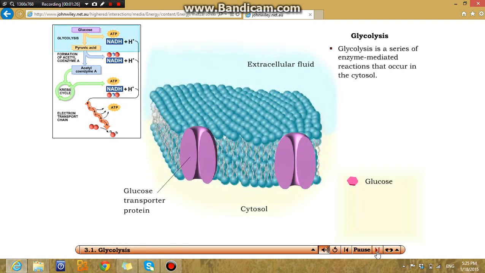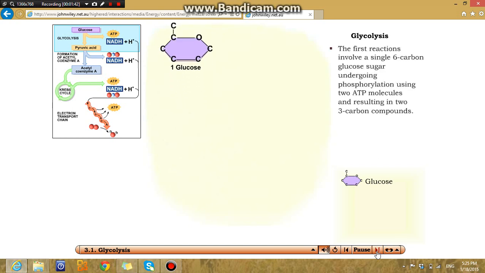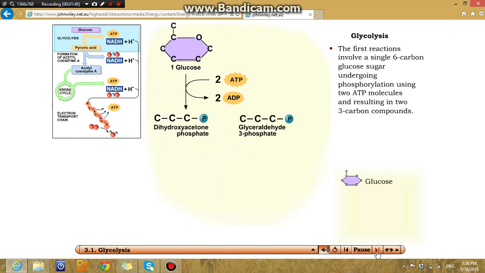Glycolysis is the first step of glucose catabolism, and it occurs in the cytosol. The first part of glycolysis involves phosphorylating glucose and then breaking it into smaller phosphate molecules.